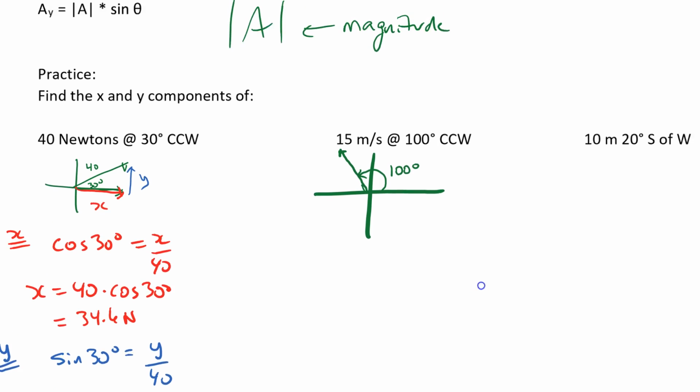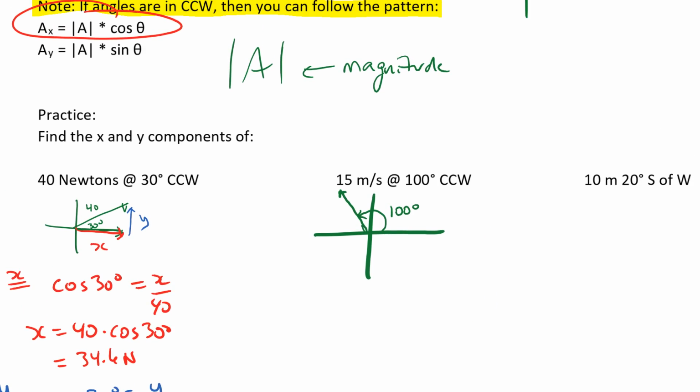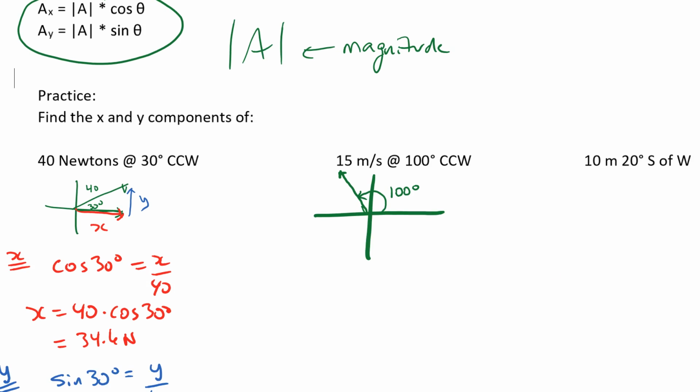So now let's just take this pattern, this here, and let's follow it and see if it works. I'm going to say the x direction in this case was actually going to go negative, isn't it? So in my x direction, let's say ax, I'll call this vector a, is equal to 15 multiplied by the cos of 100 degrees.